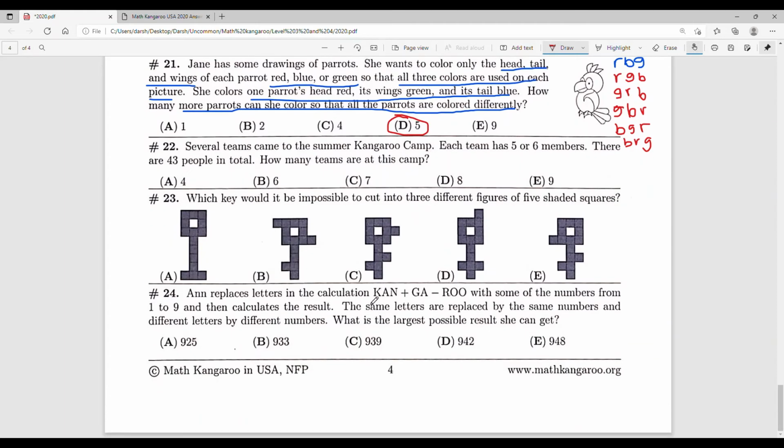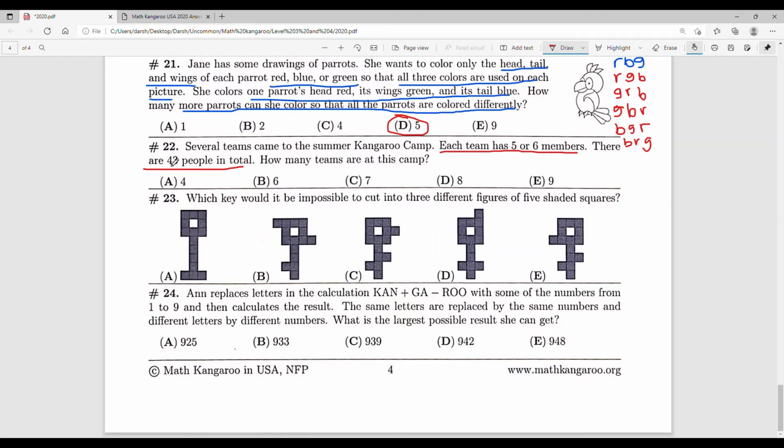Number 22. Several teams came to the summer kangaroo camp. Each team had 5 or 6 members. There are 43 people in total. How many teams are at this camp? So to solve this, I'm going to list the multiples of 5 and 6, since each team has 5 or 6 members, and there are 43 people in total. So I'm going to find which 2 multiples of 5 and 6 add up to 43, because that's the only way we're going to find out how many teams, because a team can only have 5 or 6 members.